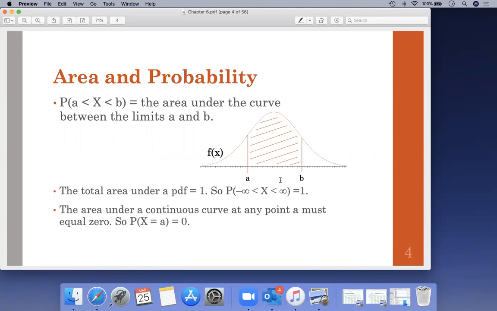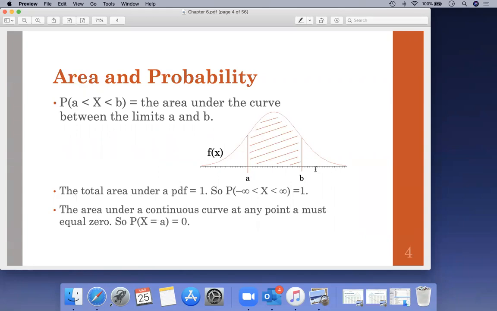Here, this is the density curve. So the probability of x values in between a and b, this is the corresponding area. So if you want to find the probability, you want to find this colored area. Okay, then what is next?